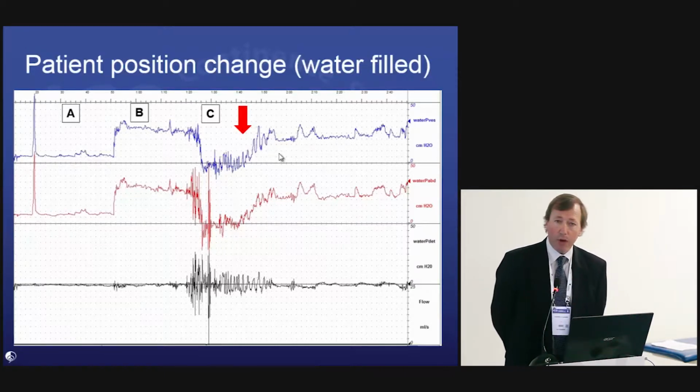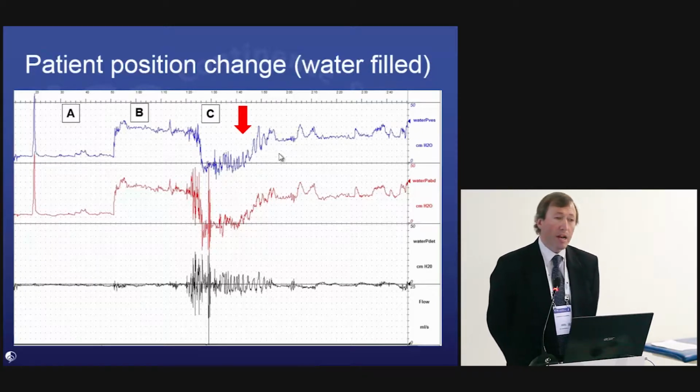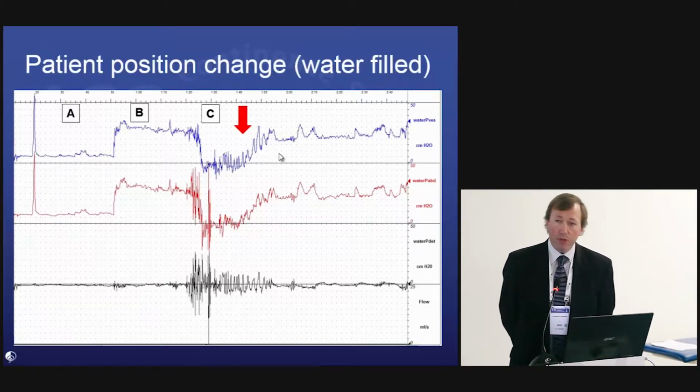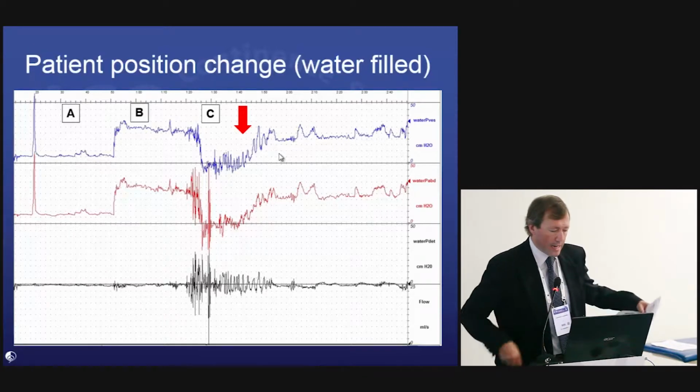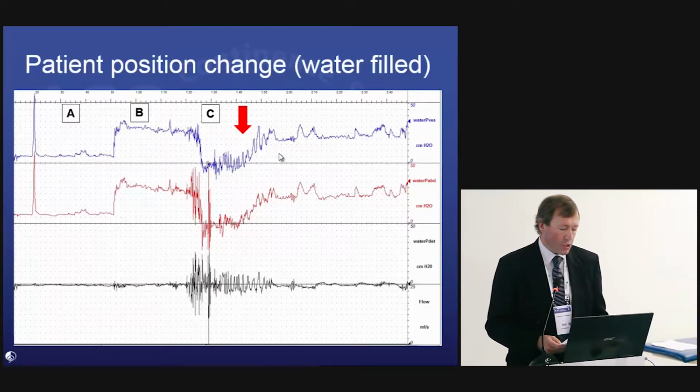They then sit down at C. And as they sit down, it looks as if they've gone below the level of the transducer. So you have a negative pressure recorded. So what you do when you see this in urodynamics, equal pressures changed on both lines, is that you diagnose it as a change in position.